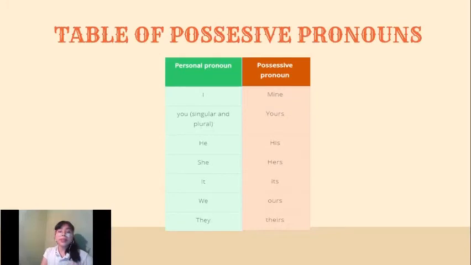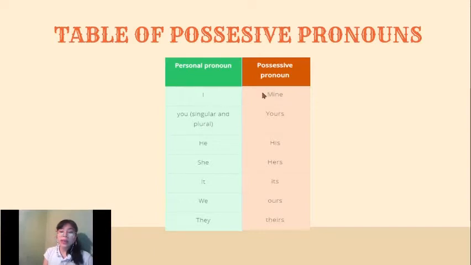Here is the table of possessive pronouns. The personal pronouns are on the left side here, and the possessive pronouns that correspond to the personal pronouns are on the right side. The personal pronouns are I, you, he, she, it, we, you, and they. Here we have you in singular and plural. Well, it's not the same, but they use the same possessive pronouns, so in that case they are the same. The possessive pronouns for these personal pronouns are the next.